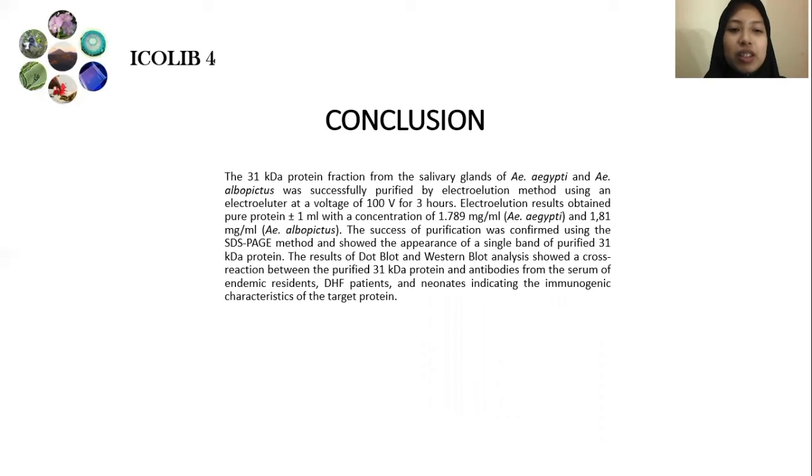So the 31 kilodalton protein fraction from the salivary glands of Aedes aegypti and Aedes albopictus was successfully purified by the electroelution method using an electroeluter at a voltage of 100 volts for 3 hours. The success of purification was confirmed using the SDS-PAGE method and showed the appearance of a single band of purified 31 kilodalton protein. That brings us to the end of the presentation.